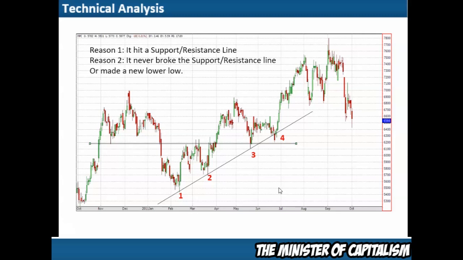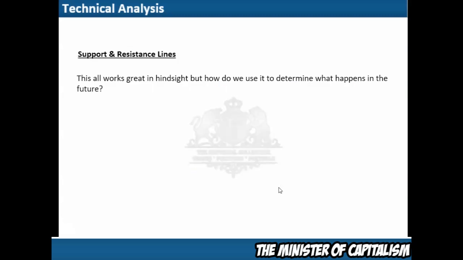You get a better understanding of what the trend really is. And sometimes to do this properly, you've got to expand the time frame that you're looking at. Sometimes you've just got to take a step back, zoom out, look at things over a larger time frame, and it helps give you a better idea of what the overall trend is. This all works great in hindsight, but how do we use it to determine what happens in the future?